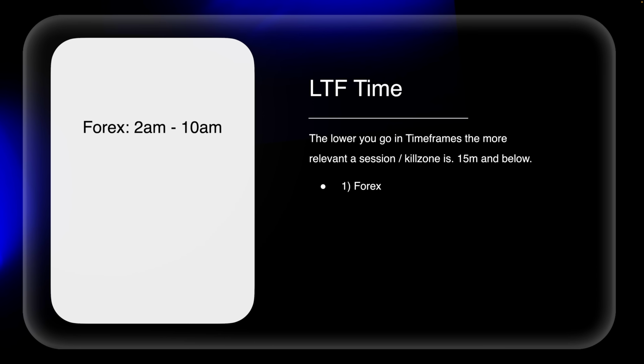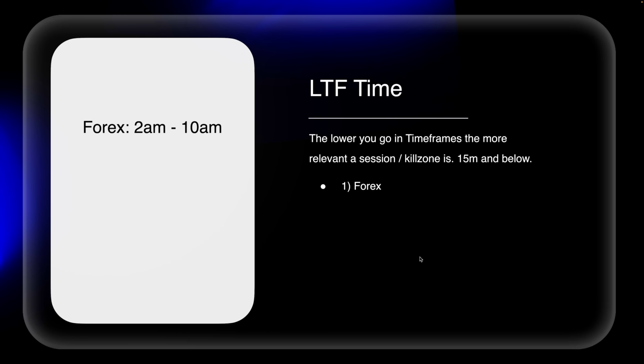Now, as a general rule of thumb, between 2 a.m. and 10 a.m., that's where the most volatility is. That's where you can see the fast price action. Between 2 a.m. and 10 a.m., that's ideally when you want to look for trades. Outside of those times, you don't want to look for any trades. Now, there's some nuances to it that we're also going to go over.